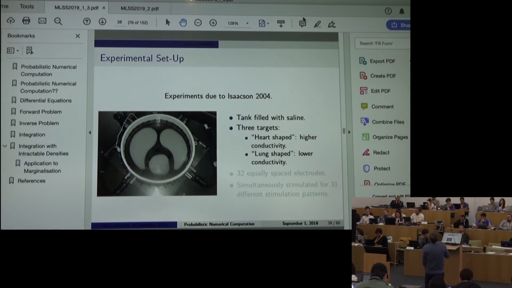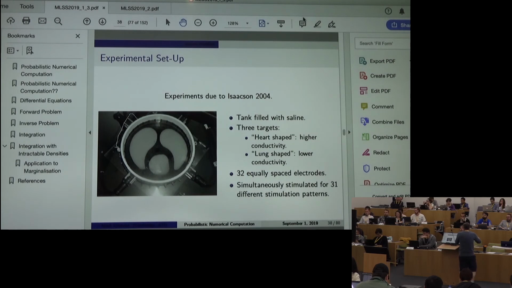And the thing here is that the 3 solid objects will have different conductivity from the surrounding saline, and furthermore, the rounder object, which is meant to represent the heart, has a higher conductivity than the 2 lung-shaped blobs as well. So there's going to be a number of electrodes, and in this case there are 32 of them, and they are just equally spaced around the tank.